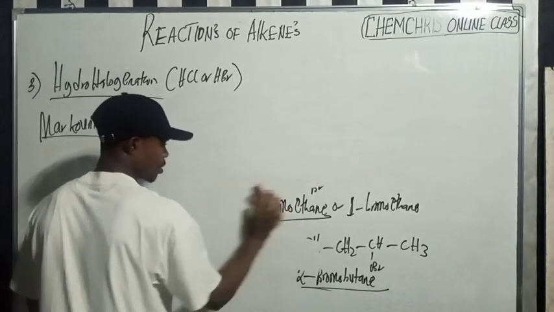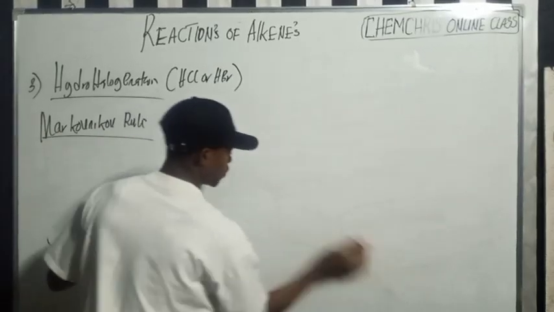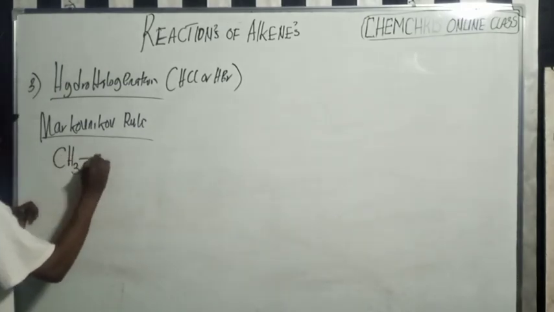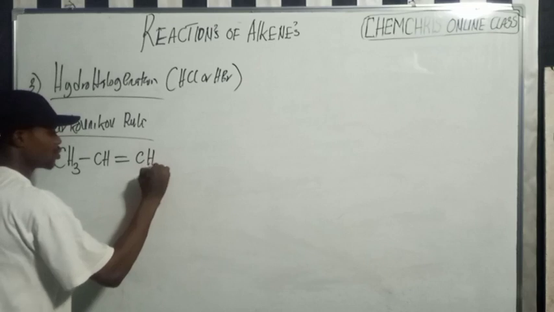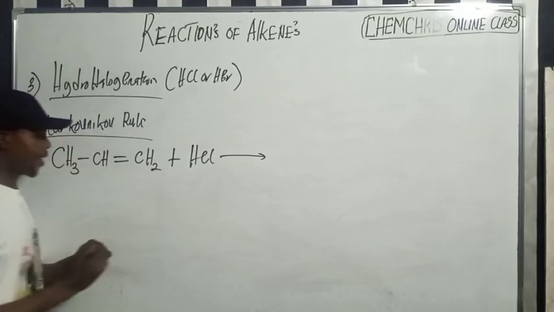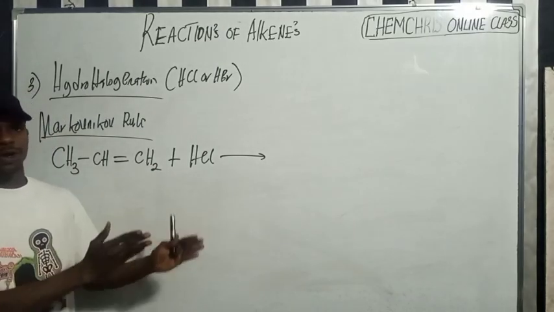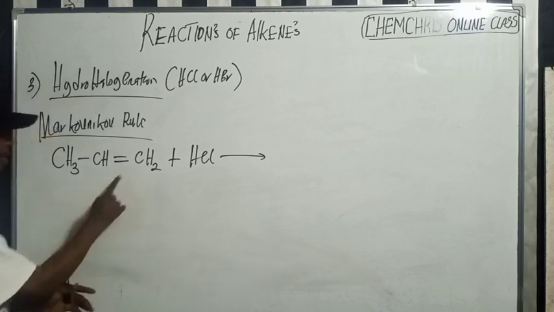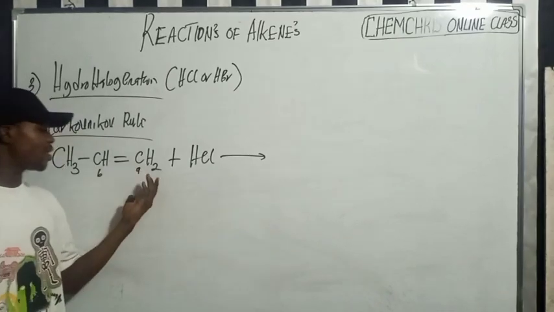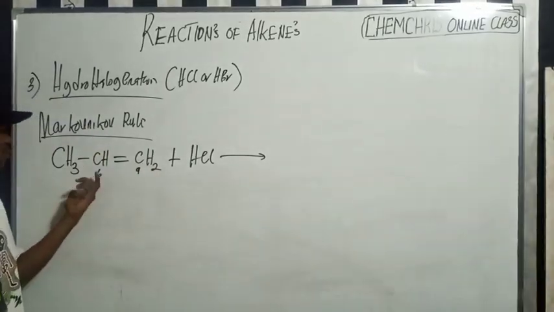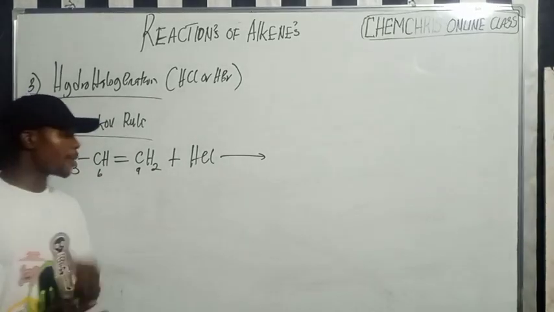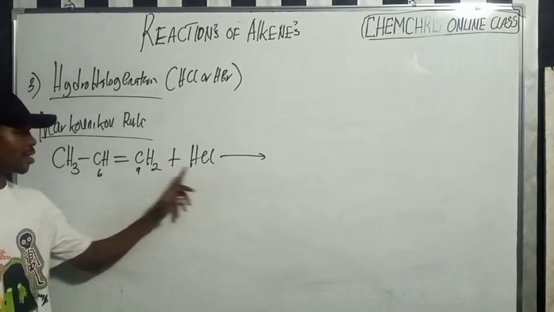Let me show you something. For example, here we have CH3, CH double bond CH2, plus HCl. What will happen here? In this case you're not going to use the Markovnikov rule. Do you understand? Because if I have carbon A and carbon B, carbon A has two hydrogen and carbon B has one hydrogen. So I can just add the hydrogen anywhere. Hydrogen will be added here and Cl will be added here.